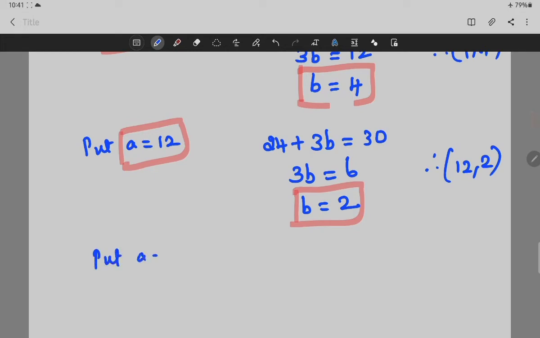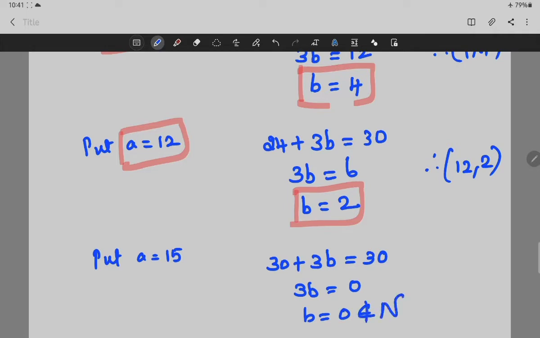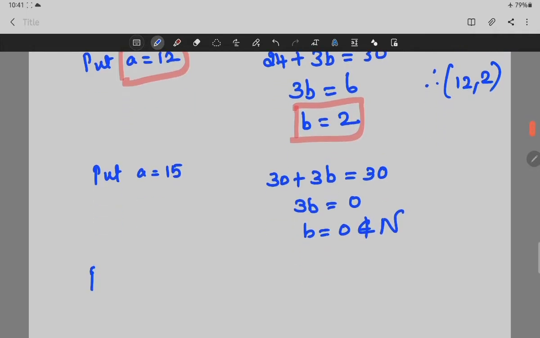Okay, I will go for substituting. Put A is equal to 15. If I substitute 2A, that is 30 plus 3B is equal to 30. So, 3B is equal to 0. B is equal to 0. B is 0 is not a natural number. Okay, I will go for one more.